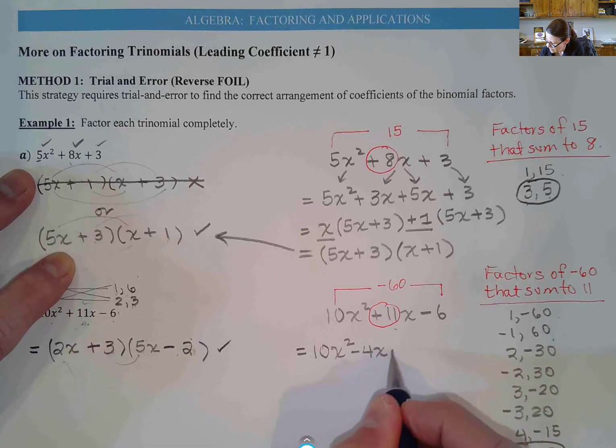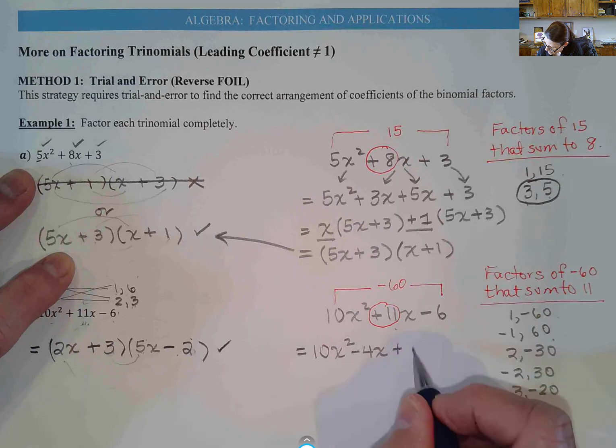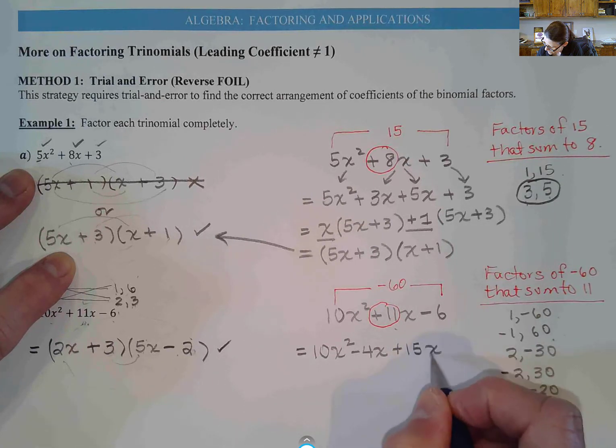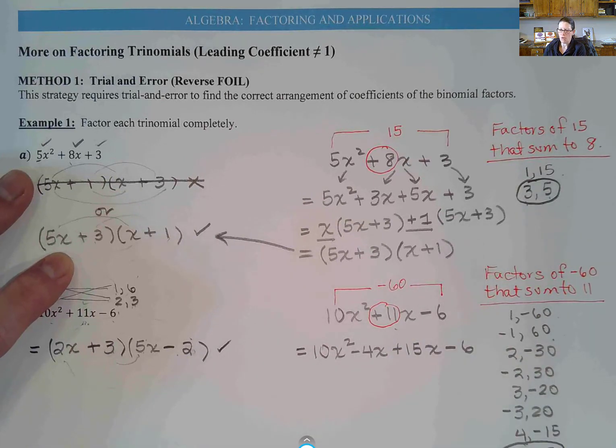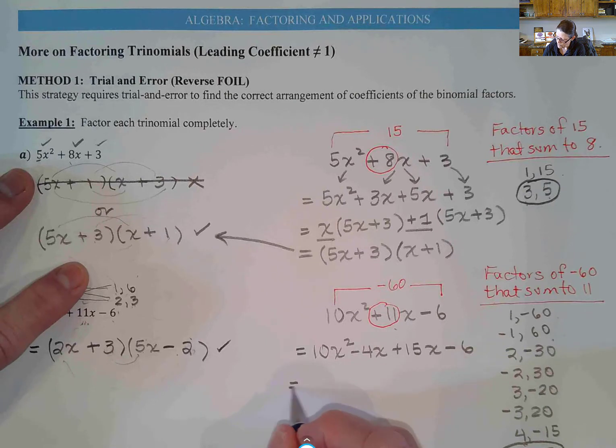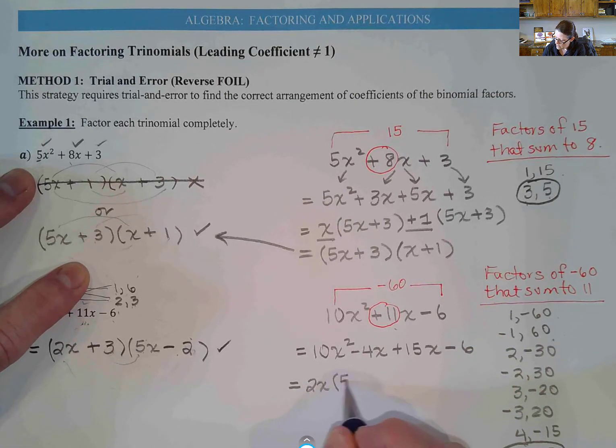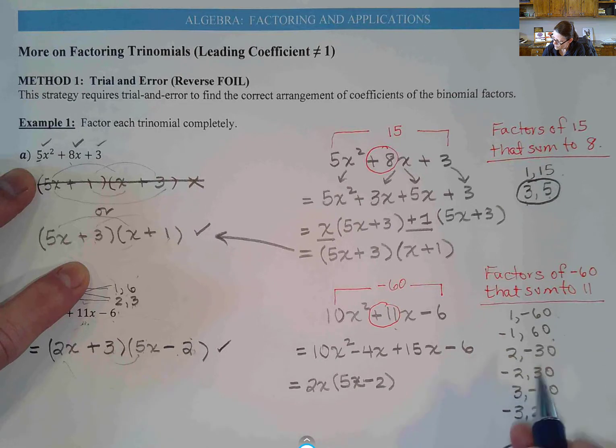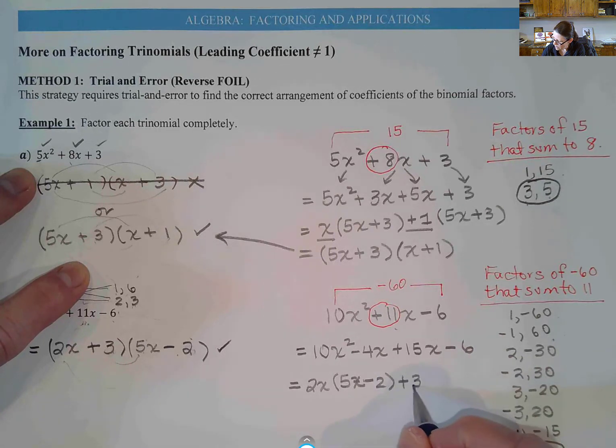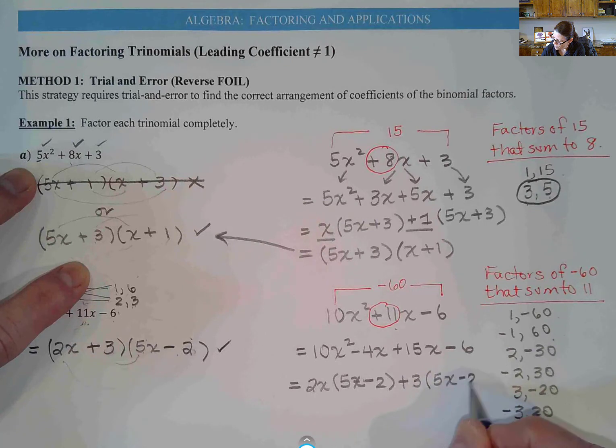Hard part's over. Now just factor by grouping. Out of our first two terms, we're going to factor out 2x times 5x minus 2. From the second two terms, factor out the common 3. 5x minus 2, and then factor that common binomial 5x minus 2 to the front, times 2x plus 3.